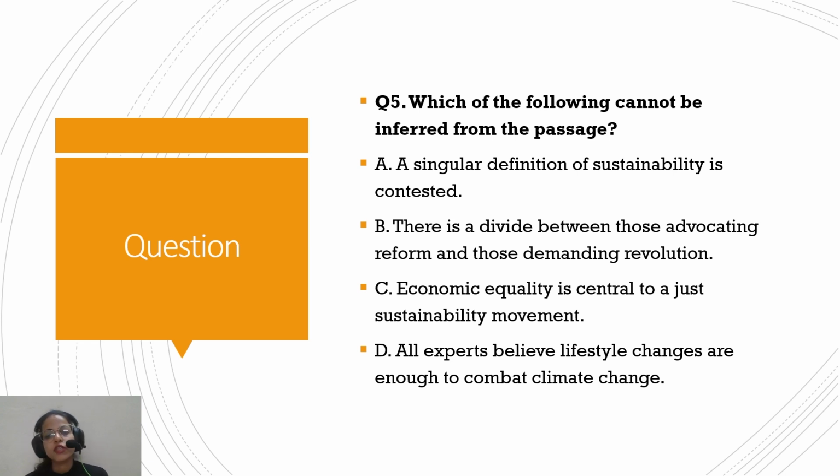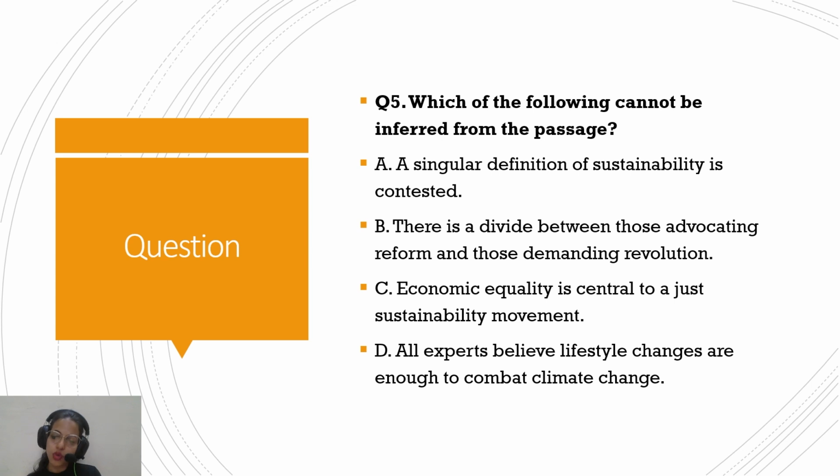Now the fifth question. Which of the following cannot be inferred from the passage? Be aware, in the rush you might just read it as "can be inferred" because that's what you are used to thinking. So when you're reading the question, maybe read a little slower so that you read the question properly. Which of the following cannot be inferred from the passage? A. A singular definition of sustainability is contested. I think this can be inferred because that's what the main point has been saying.